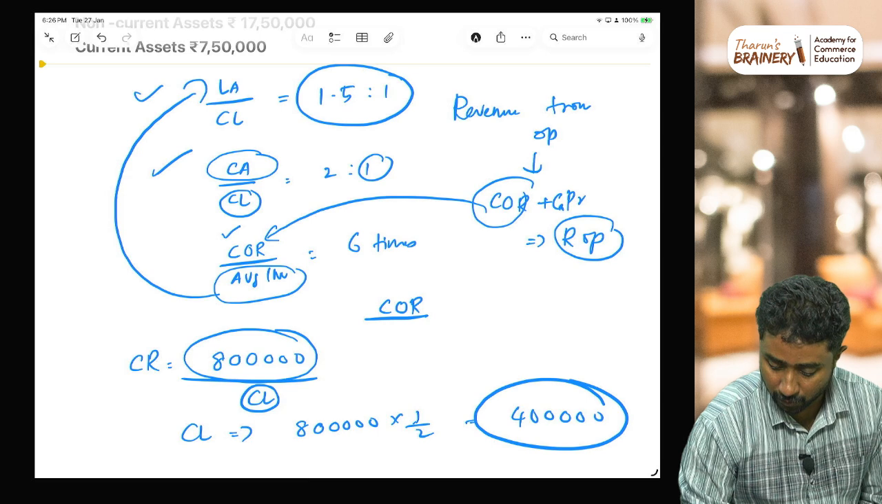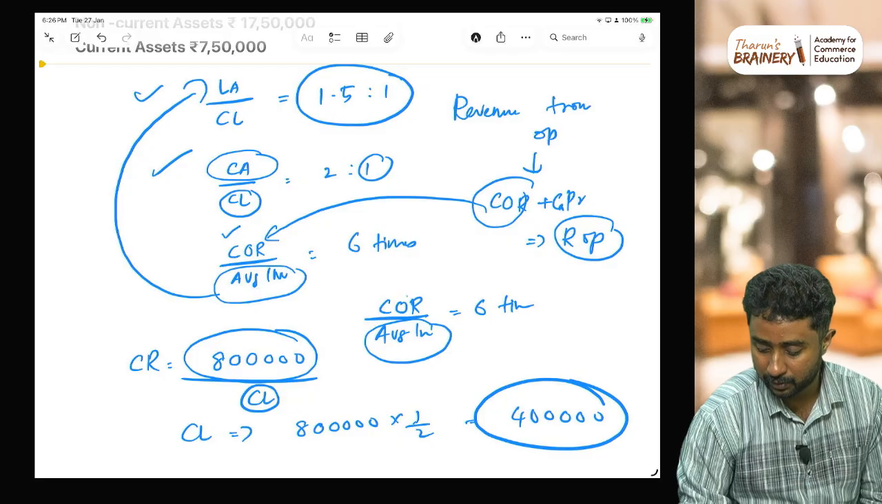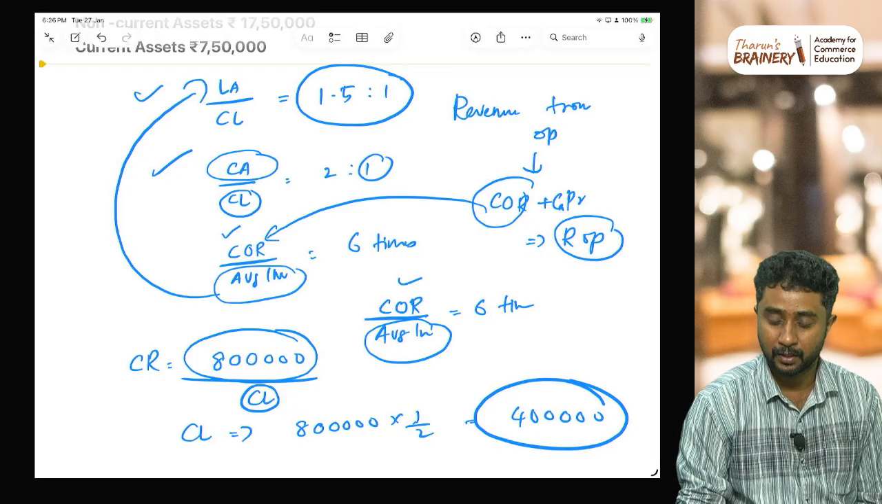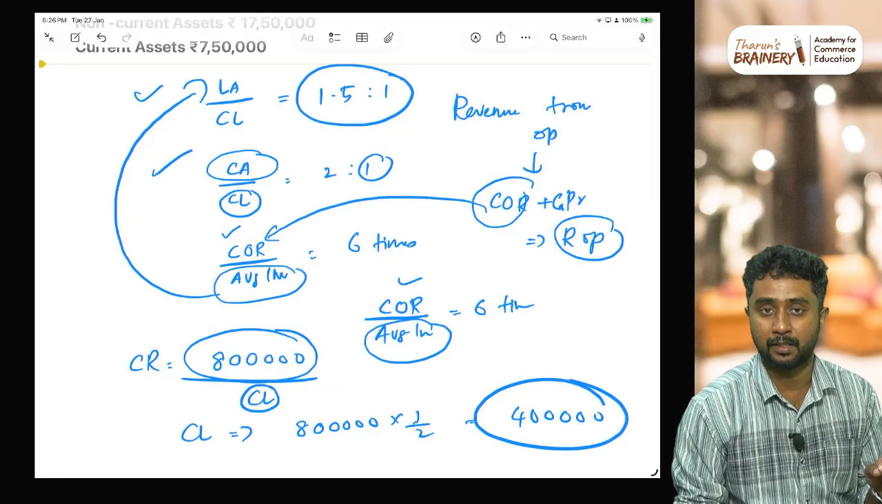So in order to reach the last part, we say the inventory turnover ratio is cost of revenue divided by average inventory. The answer is already 6 times. So if you find the average inventory, finding the cost of revenue is very easy. But in order to find average inventory, we need the values of opening inventory and closing inventory.